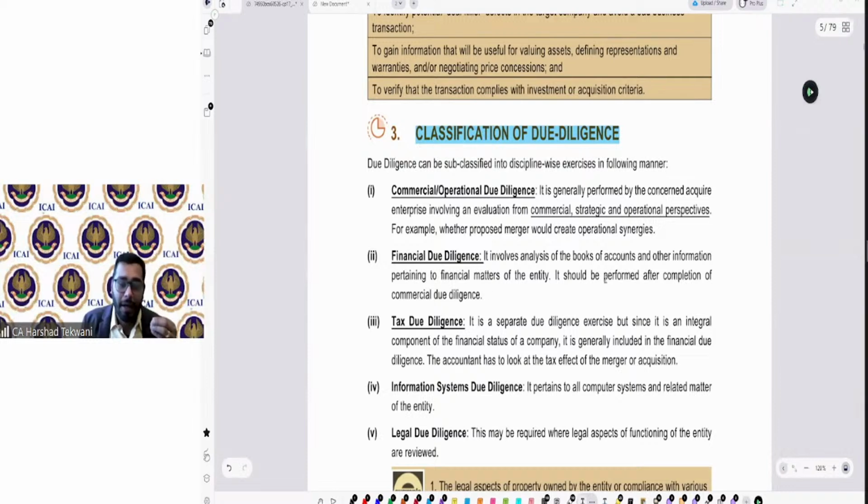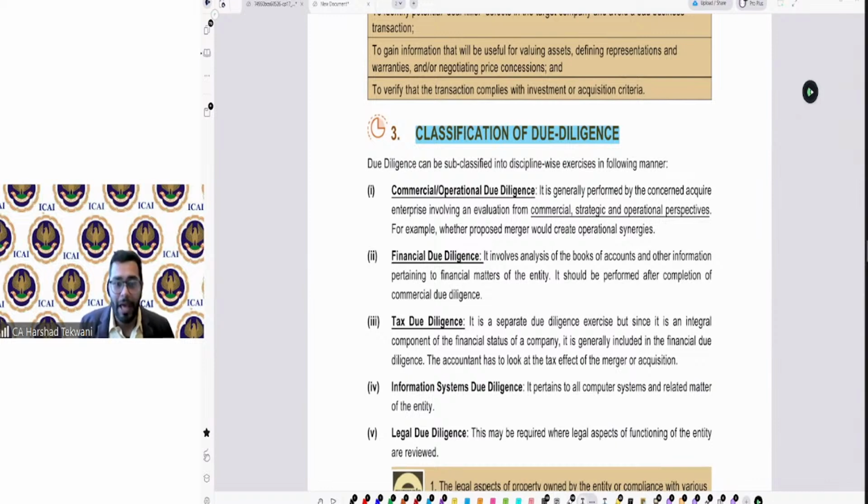what tax implications there will be, what tax benefits can be obtained, what the DTAA requirement is, and what benefit I can get from DTAA. So all these things are studied and understood in a tax due diligence.